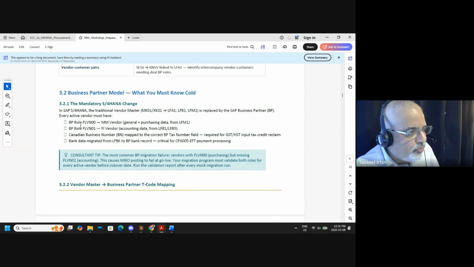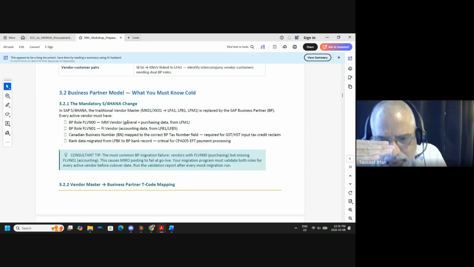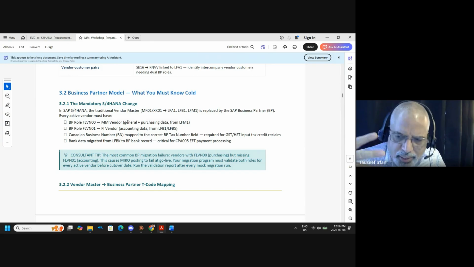And inside that, for vendor also, you have FLVN. This is a role for vendor, and then you have 01 and another one. Why is that? Because now you have different types of data, like general data. General data means at the client level. You saw that in material master, three levels. What are the three levels? Client level, plant level, and storage location level. Remember, Afifa? Client level, plant level, and storage location level. Yes, sir, the material master.